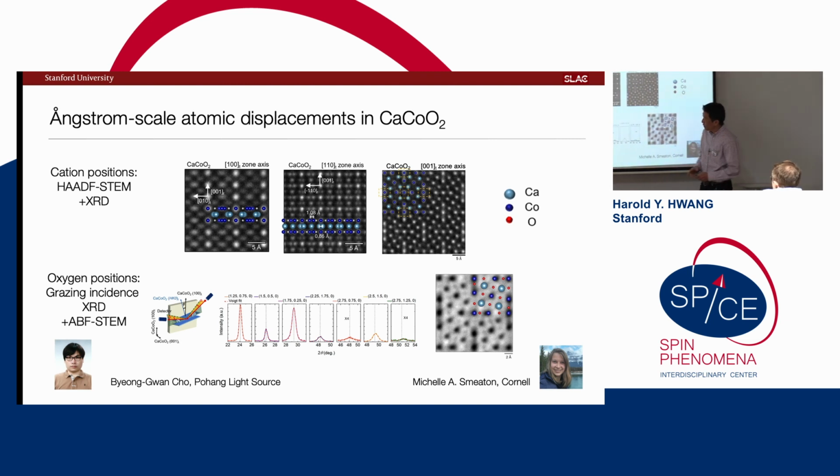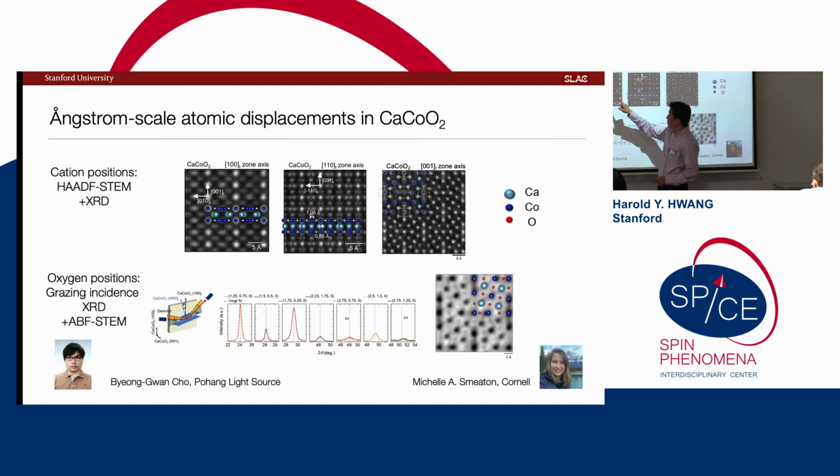But if we zoom in, this is all beautiful microscopy done by Michelle Smeaton at Cornell. The bottom line is that for the calcium and the cobalt sites, we see crazy things going on. We're seeing something like 1 angstrom scale displacements and splittings of these sites, right? So these are various high symmetry projections. There's no way you can digest this, but just to say, this should have been 1 column of atoms, but it's split into 2, right? This one looks brighter because everything's on the same site, right?